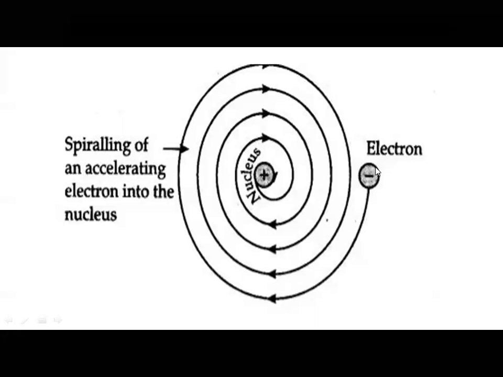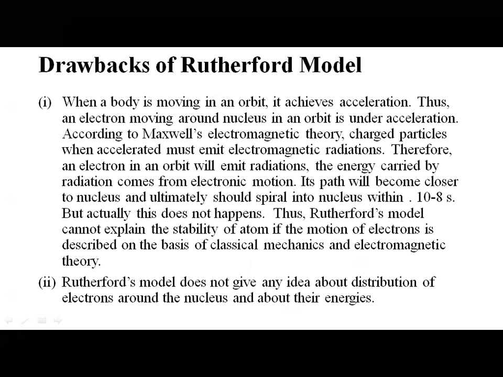So the electron, being a charged body, is accelerating around the nucleus. It should also lose energy, and ultimately its orbit will shrink. So spirally it will fall into the nucleus, and that is how the stability of the atom gets disturbed. That was not being explained.